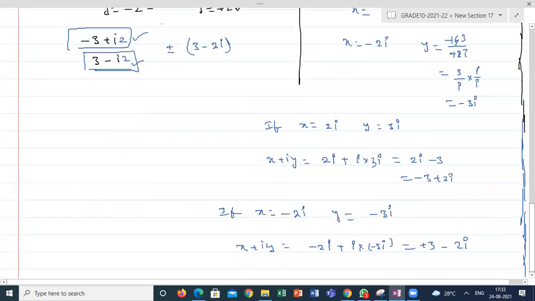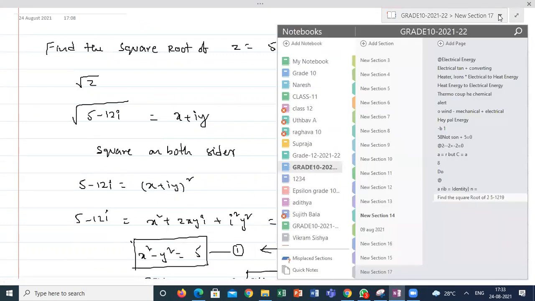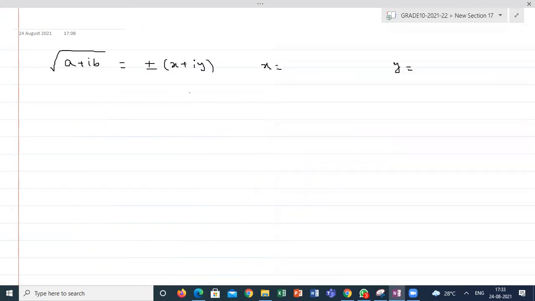But is it possible to do always like this? Is it possible to do always like this, students? It will take a lot of time. Is it possible to prepare a formula for this? Anyone can start preparing a formula for this. What is my x value and what is my y value? Same procedure as I did earlier. I'm taking the square on both sides.